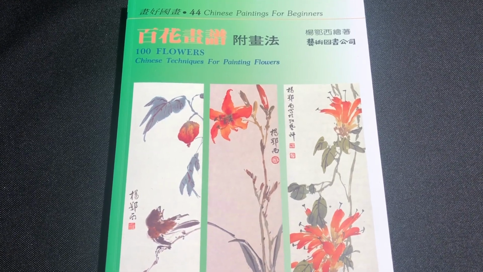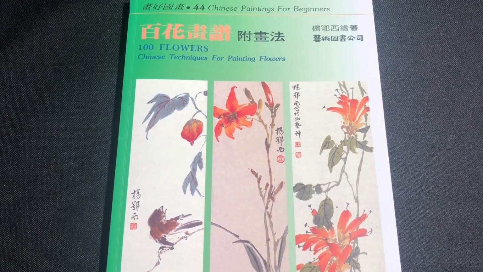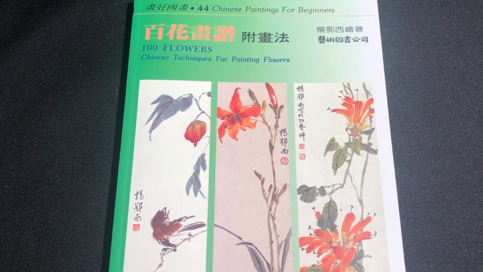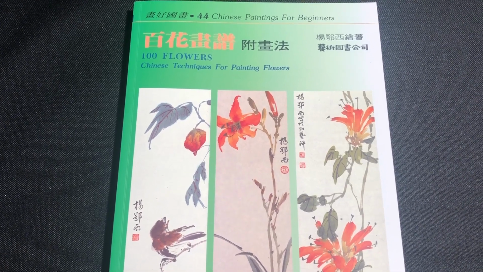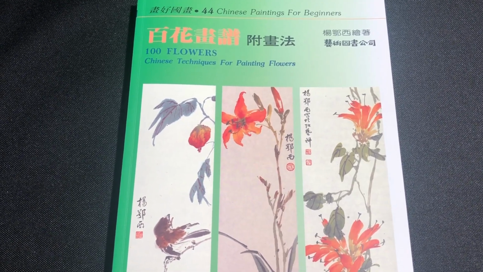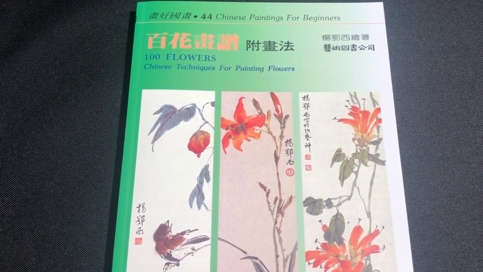O-shi Yang is an exceptional master artist who has published three very notable books. She's published a lot of books, but three very notable ones, and those are Flower and Birds of Perspective, 100 Birds, and this book here, 100 Flowers.